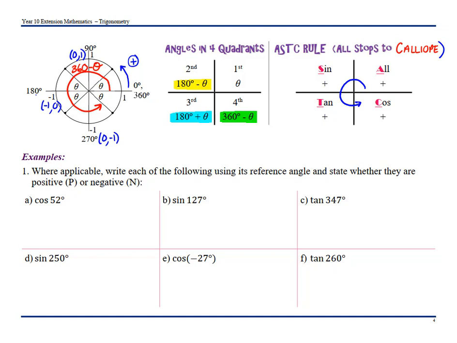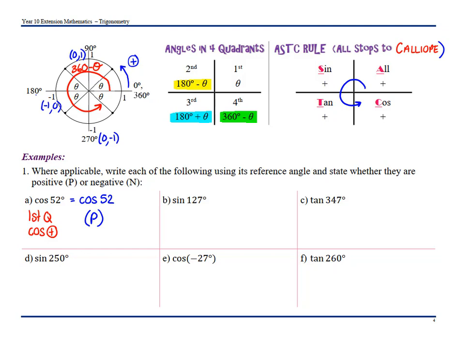So let's apply that. Here we've got: where applicable, write each of the following using its reference angle and state whether they are positive or negative. So cos 52 degrees. We're in our first quadrant, so cos is positive. So this is the same as cos of 52. It's no different. We can't change it. And cos is positive in our first quadrant. So my answer is P for positive.